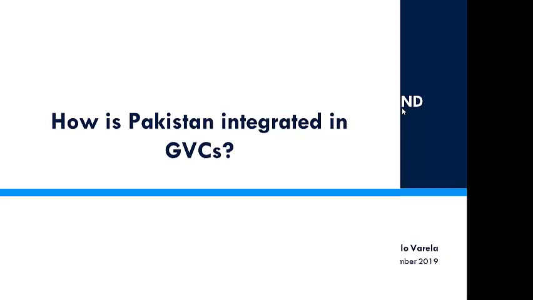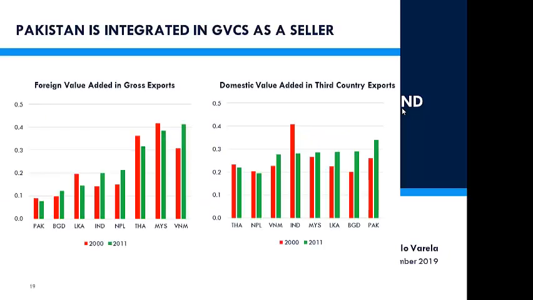But let's see how we can measure the integration of Pakistan into global value chains. There are two typical indicators. One is the foreign value added that is embedded in Pakistan's exports. The other indicator is how much of Pakistan's value added is embedded in third countries' exports, right? So the first one tells you how integrated you are in global value chains as a buyer. The second one tells you how integrated you are as a seller, right?